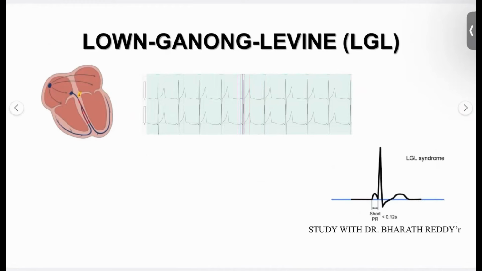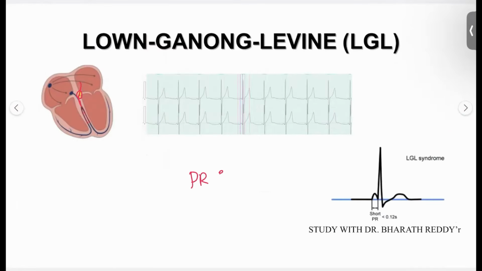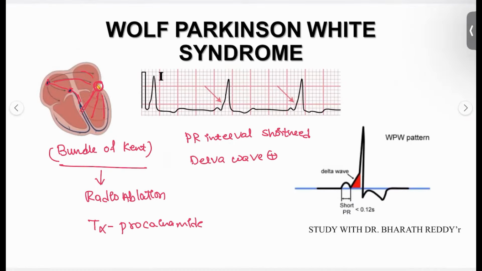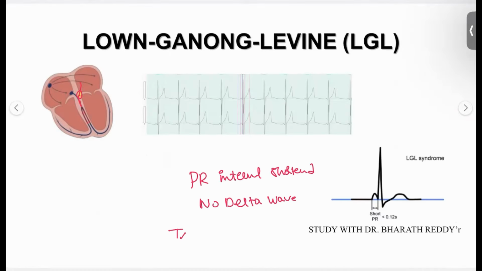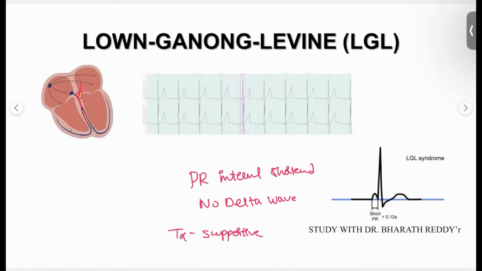And what about Lown-Ganong-Levine syndrome? In Lown-Ganong-Levine syndrome, yes, there is an accessory pathway. Here also there is an extra accessory pathway which causes the PR interval to be shortened, but there is no delta wave. So the only difference between Lown-Ganong-Levine syndrome and WPW syndrome is that the delta wave is absent in LGL syndrome and present in WPW syndrome. And what is the treatment? The treatment is supportive only. Just treat the underlying cause. Unlike WPW, it is not a very severe condition, as there is only a smaller pathway, so supportive treatment is all we can do.